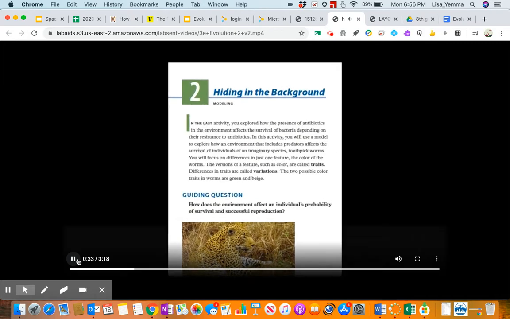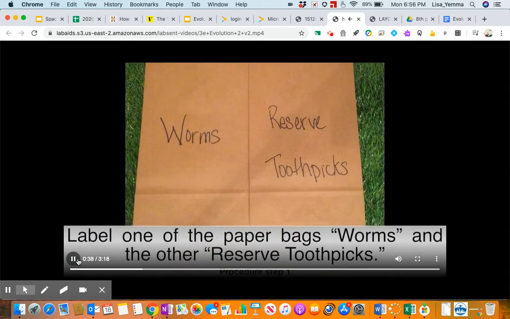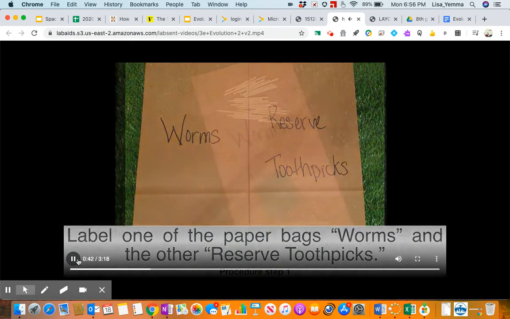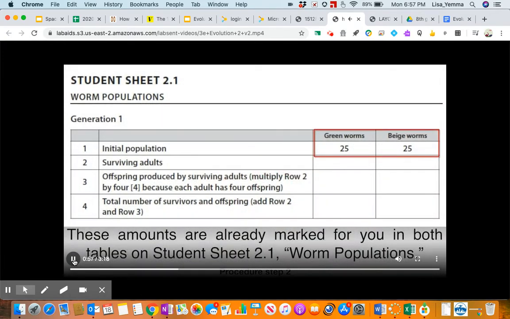Activity 2, hiding in the background. Label one of the paper bags worms and the other reserve toothpicks. Each toothpick represents a worm. Count 25 green worms and 25 beige worms and place them into the paper bag labeled worms. This is the initial number of worms in the initial population, also called the first generation. These amounts are already marked for you in both tables on Student Sheet 2.1, Worm Populations.